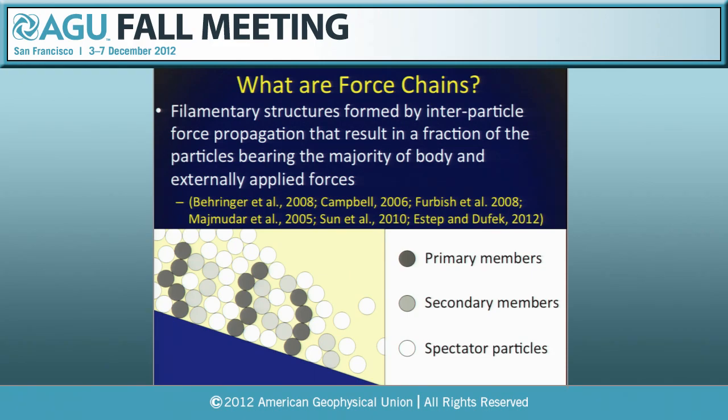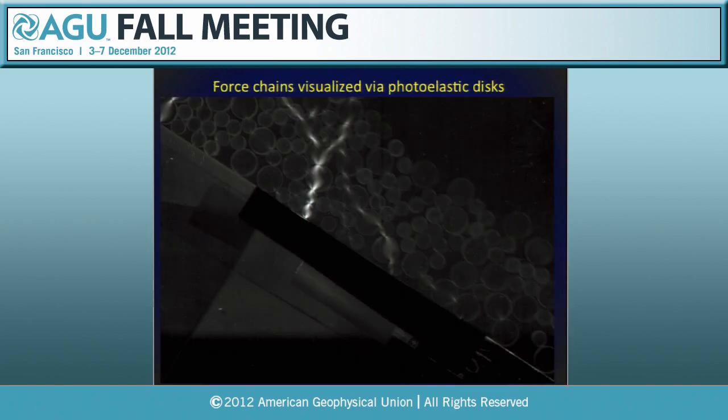And if you remove an apple, nothing happens. It was a spectator. Obviously, that would be for a static system. And what we're really interested in is these dynamic free surface systems.